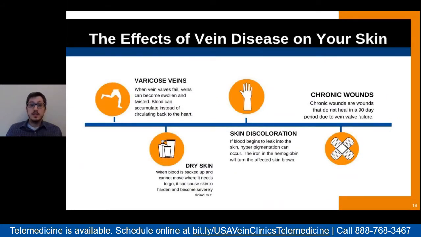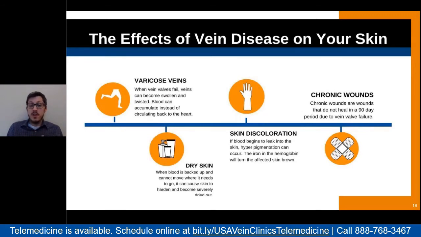Effects of varicose veins on the skin. Well, #1, the veins themselves, they become swollen, twisted, they start to bulge out. Dry skin is very common. A lot of patients are putting on a lot of moisturizer. They think it's a skin problem. In reality, it's a vascular problem, and you have to fix the vein, not just treat the skin.